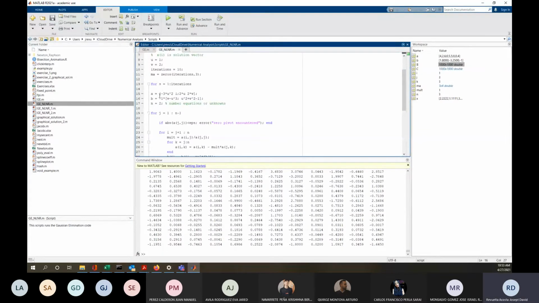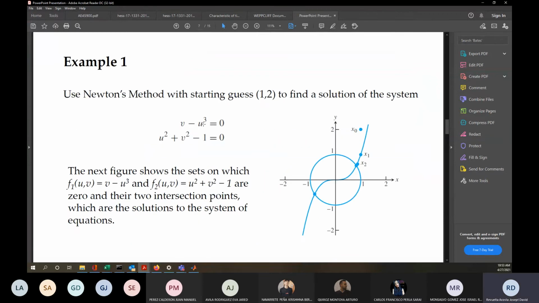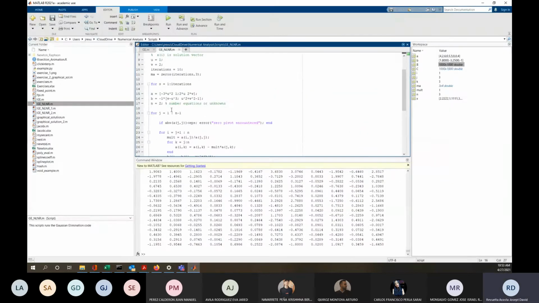And then B, as I said, was equal to the functions. So the functions were equal to V minus U squared, and then U squared plus V squared minus one. This is my B. And then of course the number of unknowns is equal to two because I need to solve for U and V.